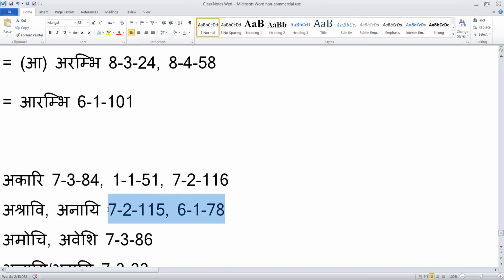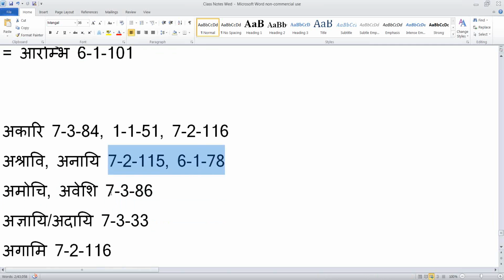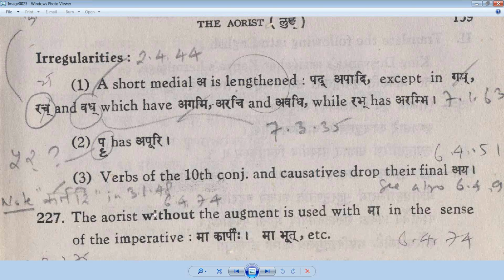We already went to this, this is from the prior page. We already went to this. Amochi, Aveshi, just Puganda Luguputasya cha, Ajnai, Adai, if you take Atoyuk Chinkrutoho, and Agami, just the Atopadhayaha. So that completes pretty much everything in the book.